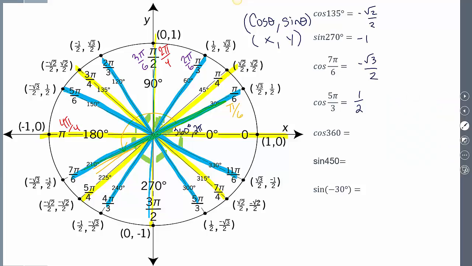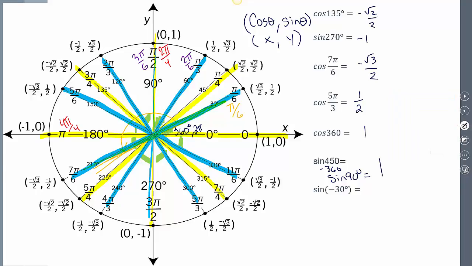Cosine of 360, that's going to be my x value at 360 degrees, so I'm going to rotate 360 degrees. Well, my cosine value is going to be 1. And then sine of 450, know that we can use coterminal angles. I don't know what 450 degrees is, but if I subtract 360 degrees, I'm going to get the sine of 90 degrees. It's a coterminal angle. Well, at 90 degrees, the sine value is the y value, so that's going to be 1.